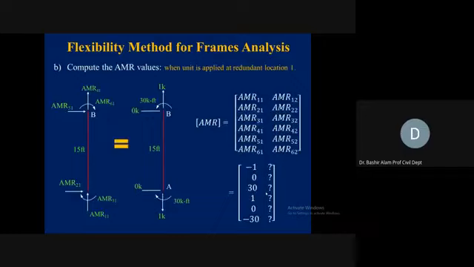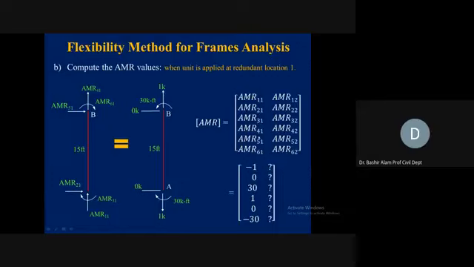We go now to the generation of the AMR values, so compute the AMR values. AML is already done in the previous slide. This is when we apply a unit load corresponding to the redundant location 1, and that will complete the first column of this AMR matrix. The subscript 1 shows the location of the redundant action, unit redundant action 1.